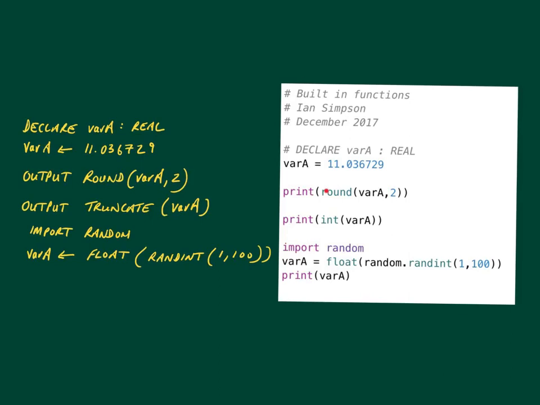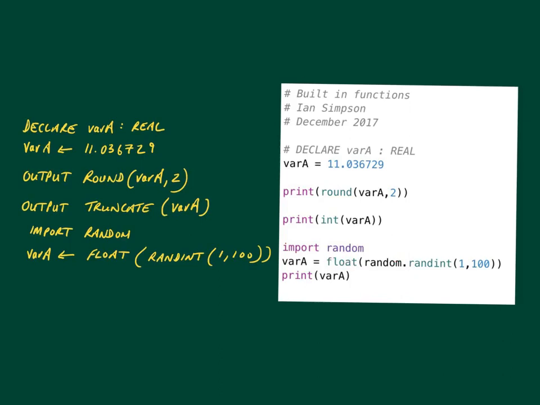And this time we do have round as a function. Okay, it's built into Python, but truncate is not built into Python, so we use something called int. And this is on page 204 of the textbook. It just turns the floating point value, or the real value variable a, into an integer, similar to the way that float turns an integer into a real number.